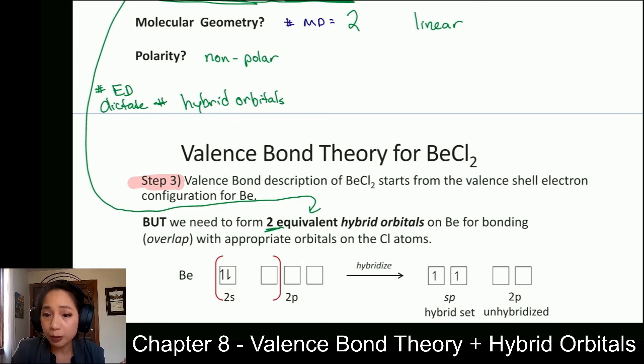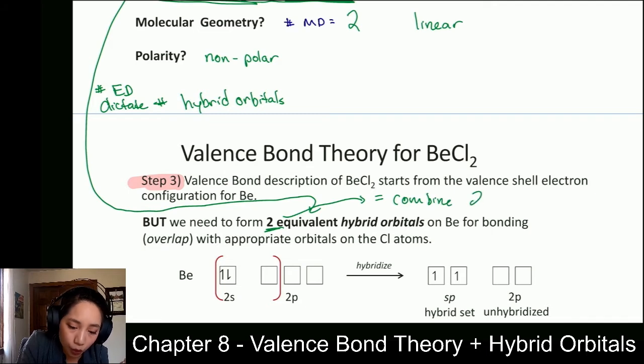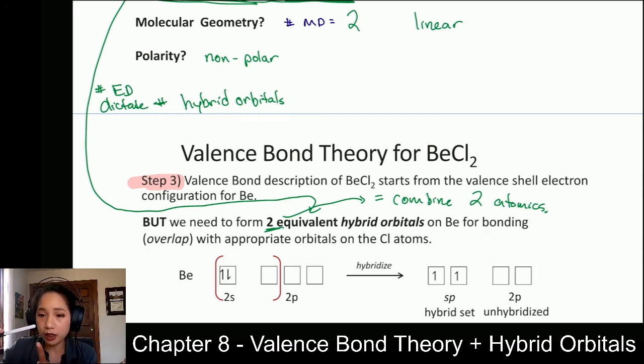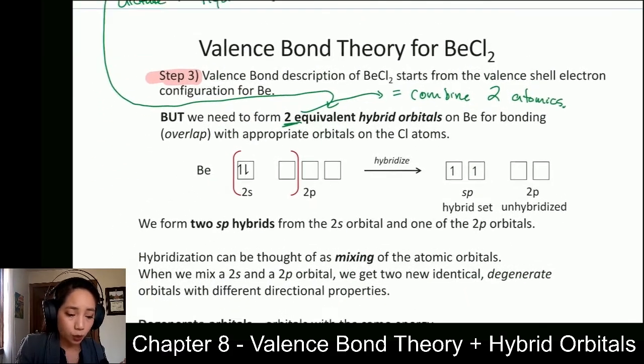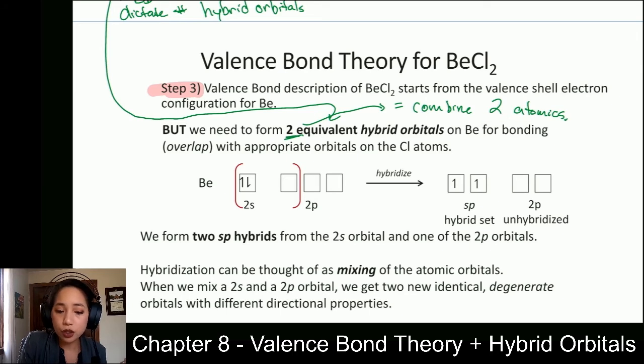So how do we make hybrid orbitals? Well, because we need to make two hybrid orbitals, that means we need to combine two atomic orbitals. So that's the thought process there. Identify the number of electron domains. That number tells you how many hybrid orbitals you need to make, and that same number tells you how many atomic orbitals you need to combine to make that same number of hybrid orbitals. So in this case, it's 2, 2, 2. So since we need to make two hybrid orbitals, we will combine two atomic orbitals.